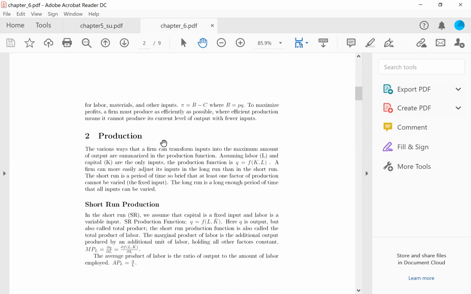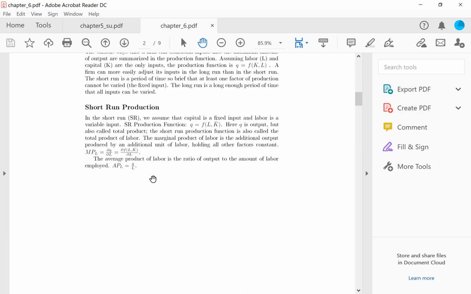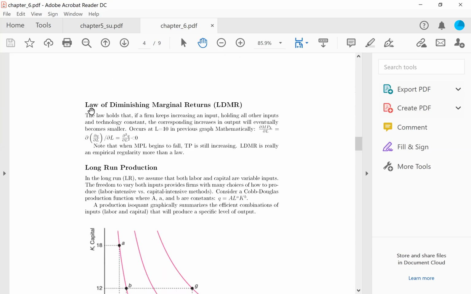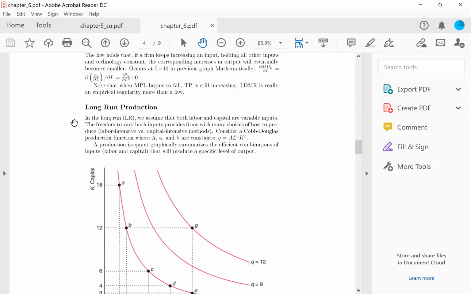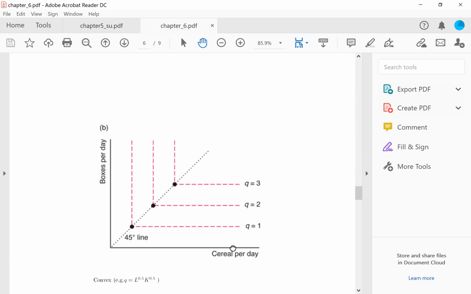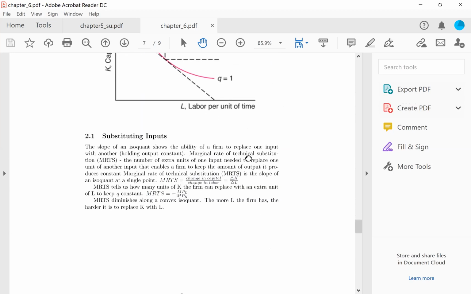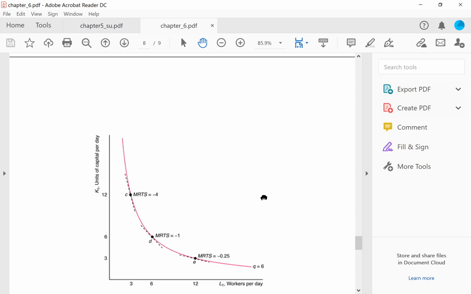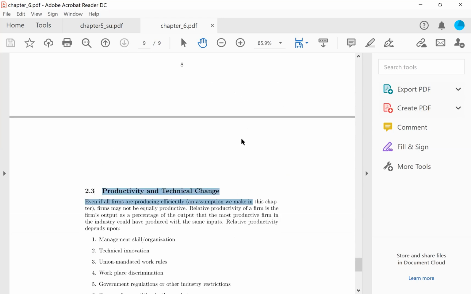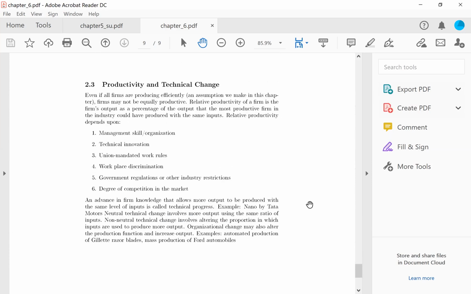You are definitely responsible for part 2, the production in the short run, and also in the long run. You are not responsible for the law of diminishing marginal returns. I haven't covered that. You are responsible for long-run production, and that's it. You are also responsible for returns to scale. You are not responsible for section 2.3, productivity and technical change.